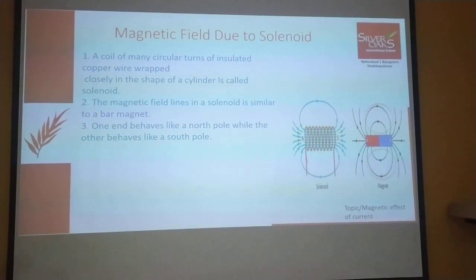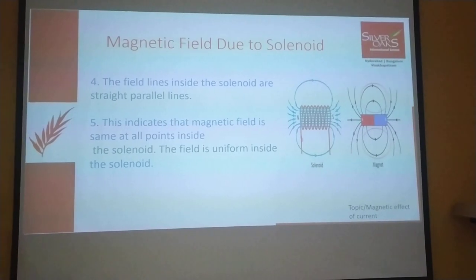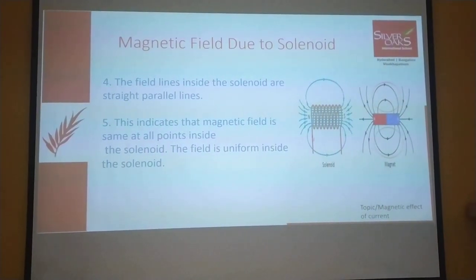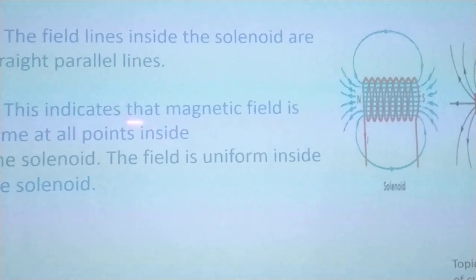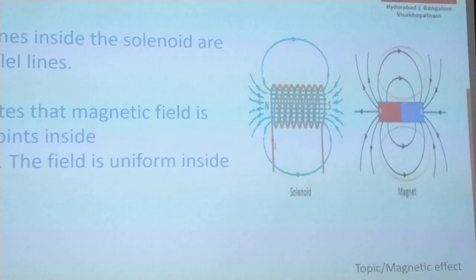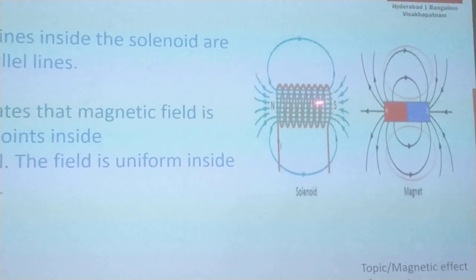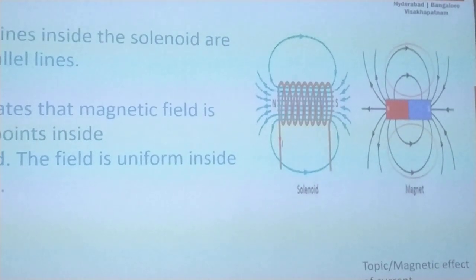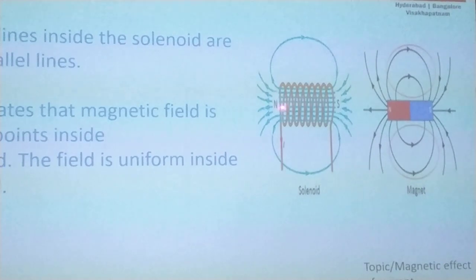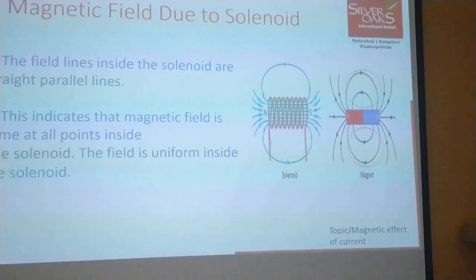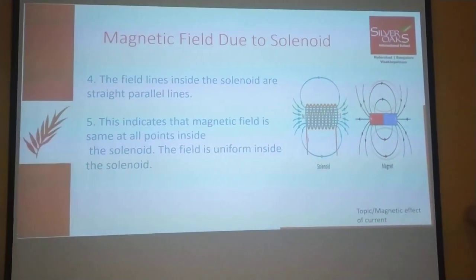Inside the solenoid, the magnetic field lines are constant. Okay, inside, they are straight parallel lines, like a bar magnet. This indicates that the magnetic field is the same at all the points inside the solenoid. If the number of turns is more, you find that the magnetic field inside the solenoid is the same everywhere. Everywhere the magnetic field is constant and uniform inside the solenoid.